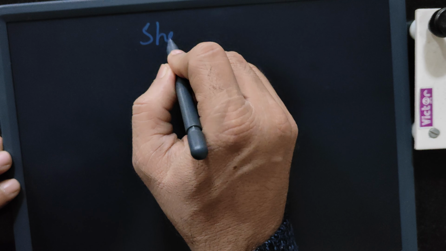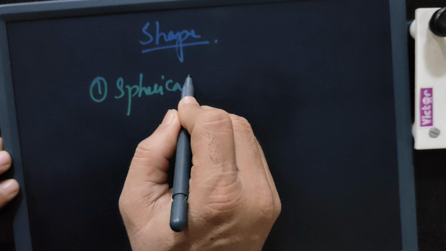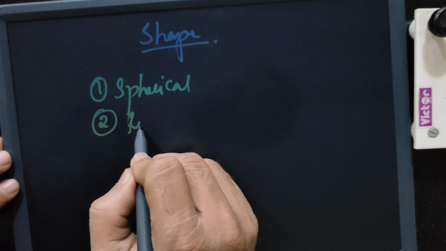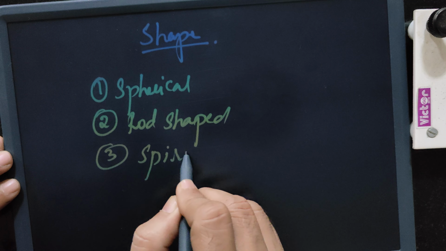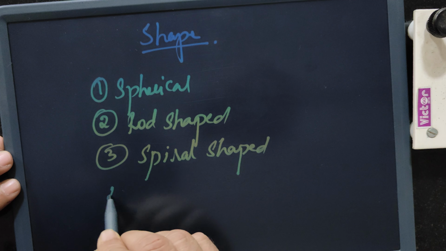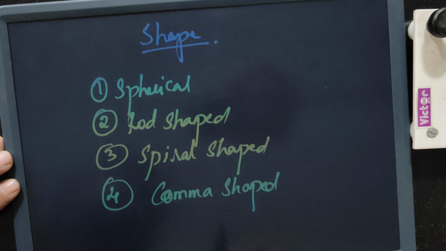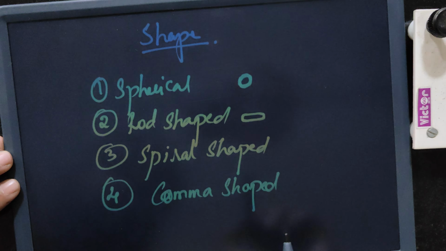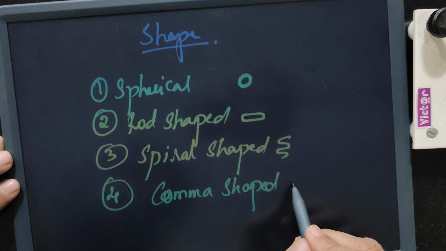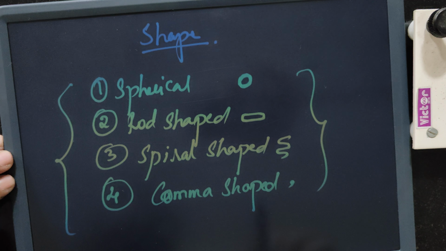So based on the shape, the bacteria can be grouped as: one, spherical; two, rod shape; three, spiral shape; four, comma shape. Generally, spherical means round or oval, a rod means rod, spiral means spiral, and comma means comma shape. So these are the four major categories the bacteria are grouped into based on their shapes.